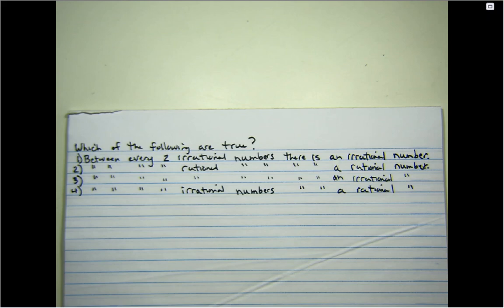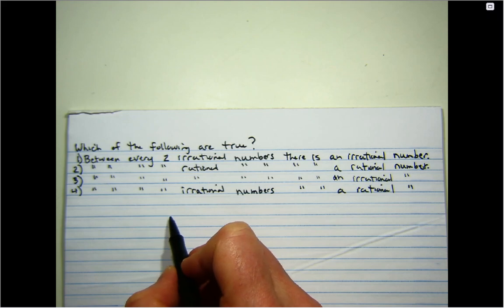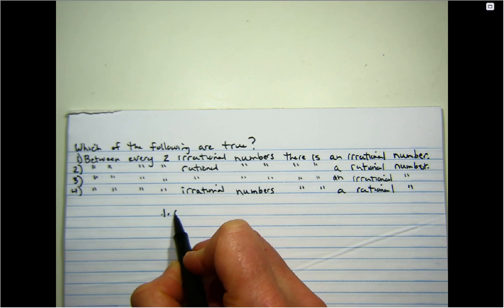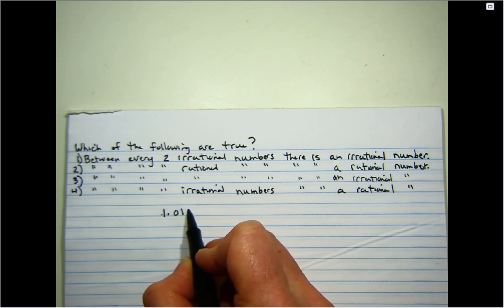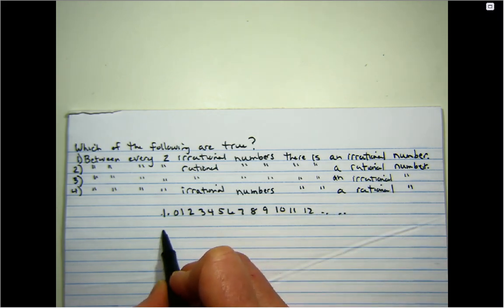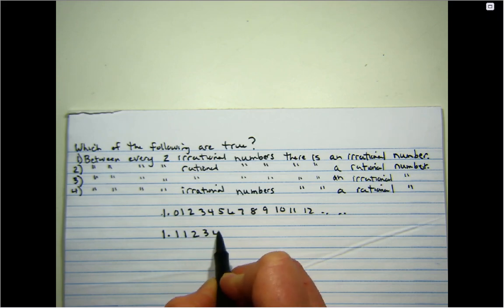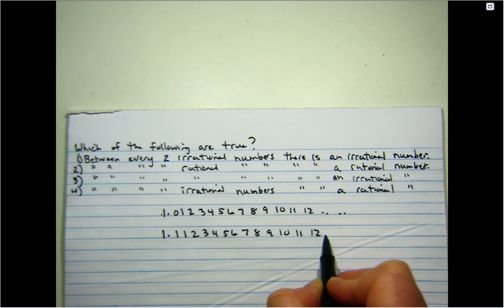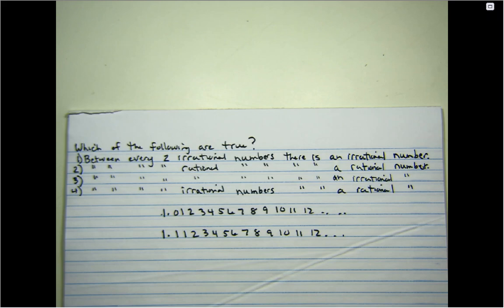There are four statements. Should number one be circled? Let's do an example. We have a couple of irrational numbers. How about 1.01234567891011 12, dot dot dot. And now I need one that's a little bigger, so I'll say 1.1 and so on. Who thinks there is an irrational number between those two?